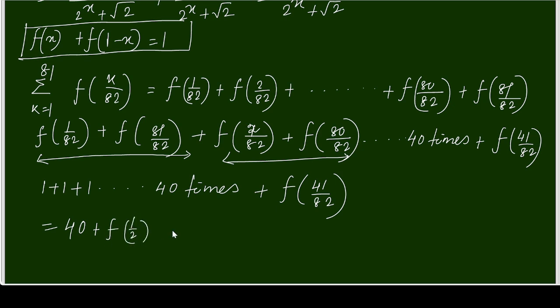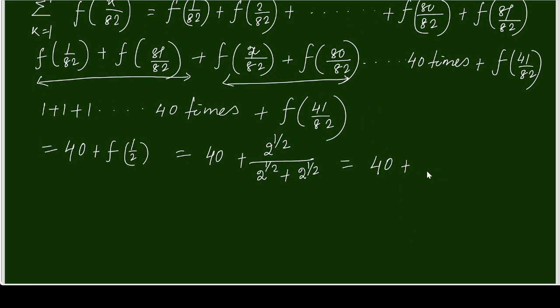Now putting in this function, I will get 40 plus 2 to the power half over 2 to the power half plus root 2. Root 2 means 2 to the power half again. So on simplification, I will get 40 plus 2 to the power half by 2 into 2 to the power half. It will be 1 by 2. So the answer is 81 over 2.